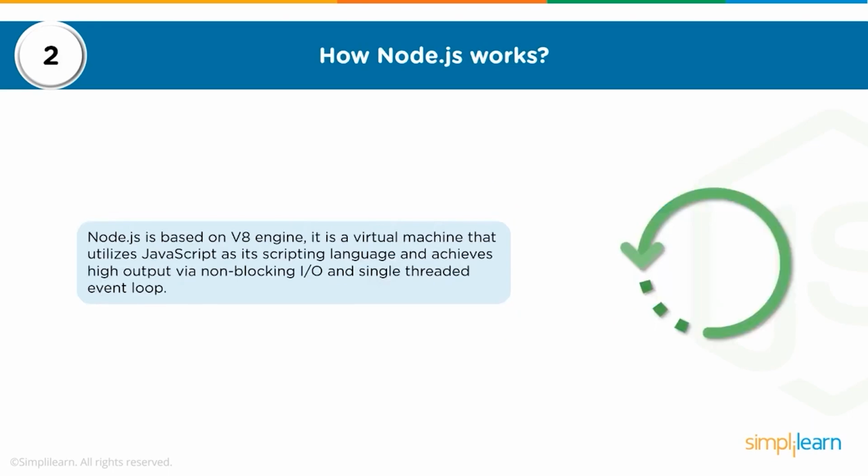So you're going to then be asked, how does Node.js work? Well, Node.js itself is actually built on the V8 engine, and the V8 JavaScript engine is the same engine that runs JavaScript in your Chrome web browser extremely fast. It allows for high output and non-blocking through your I/O input outputs, and is a single-threaded event loop.